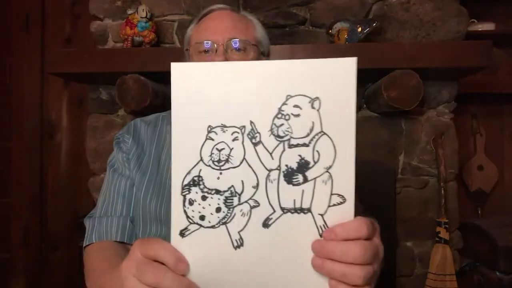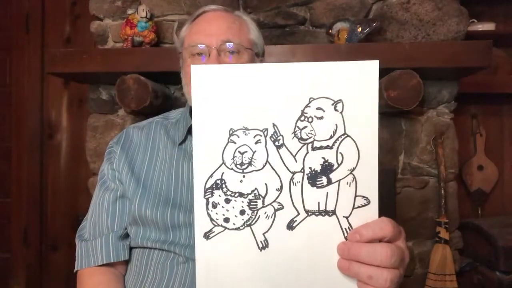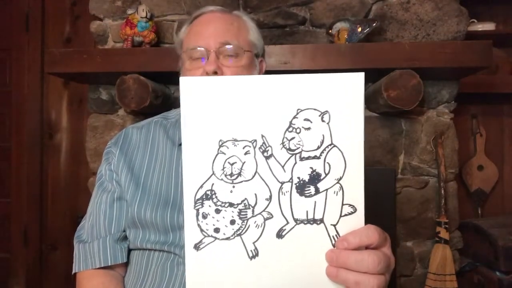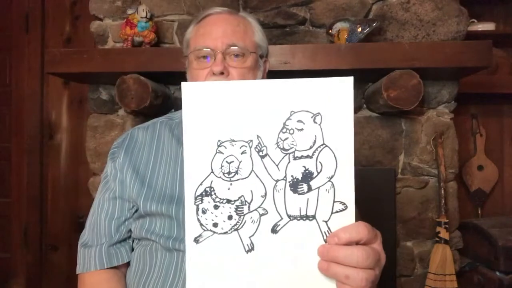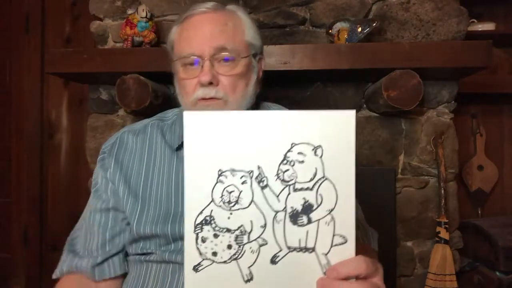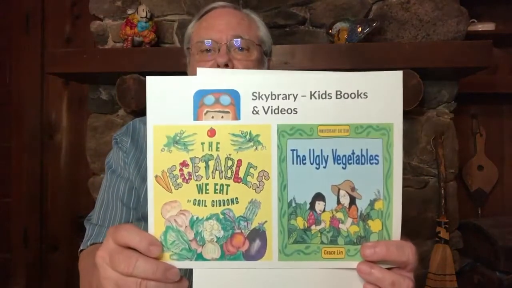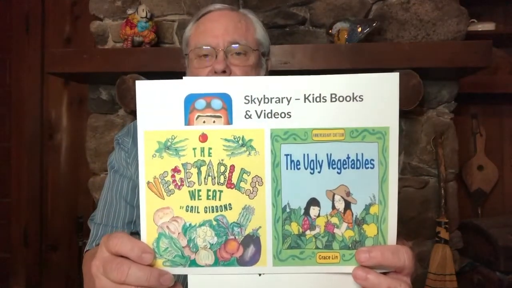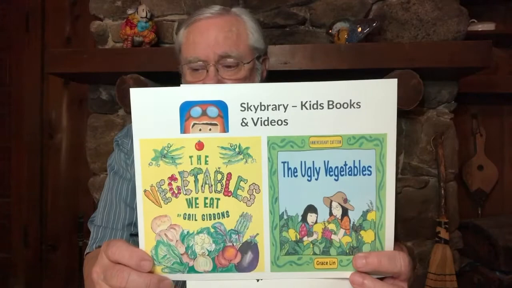So here's Woody Woodchuck with his mother. And Woody Woodchuck's mother tells him, Woody, when you're underground, you need to eat the roots that grow down from the plants because those are healthy. And then when you come out of your hole, you need to eat healthy fruits and vegetables like we see in these two Skybrary books. But Woody Woodchuck likes cookies.